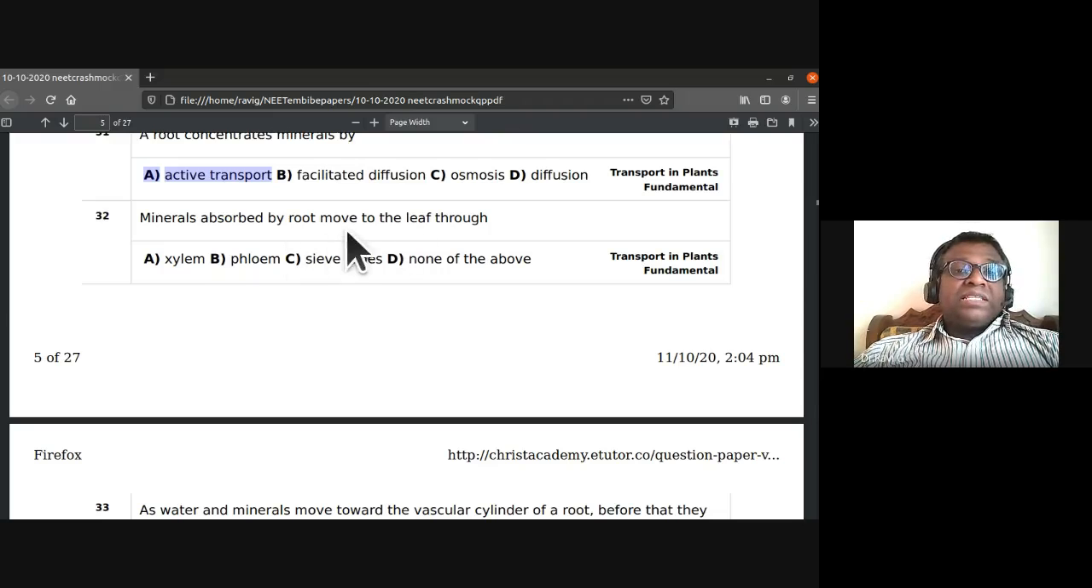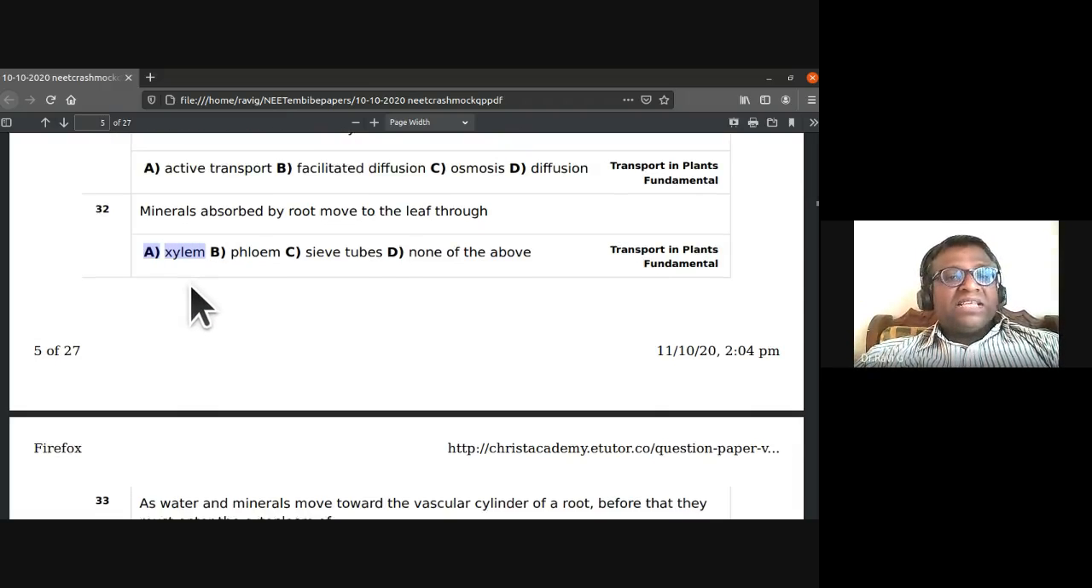32nd, minerals absorbed by root move to the leaf through. So the minerals which are absorbed by root, they move to the leaf through the xylem, phloem, sieve tube, none of the above. Minerals and water, they all move through xylem. There is only unidirectional movement. It goes through xylem. So minerals also. 32nd, xylem.